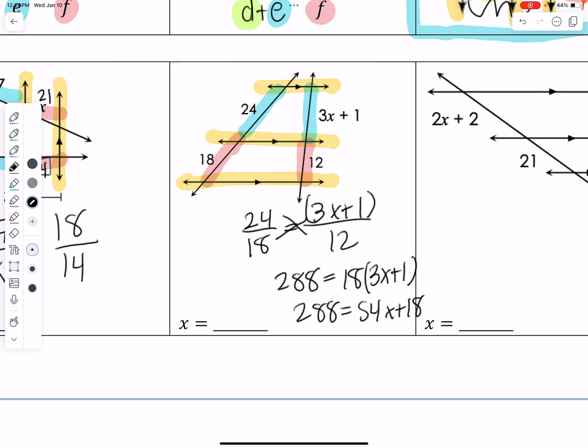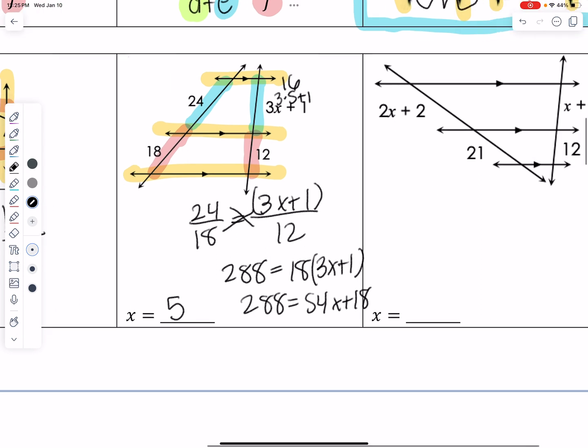And when you solve for x, you end up getting x equals 5. X is 5. Always go back, plug it in, and check yourself before you wreck yourself. 3 times 5 plus 1 would be 16. And 16 over 12 is the same as 24 over 18 when you reduce them both.